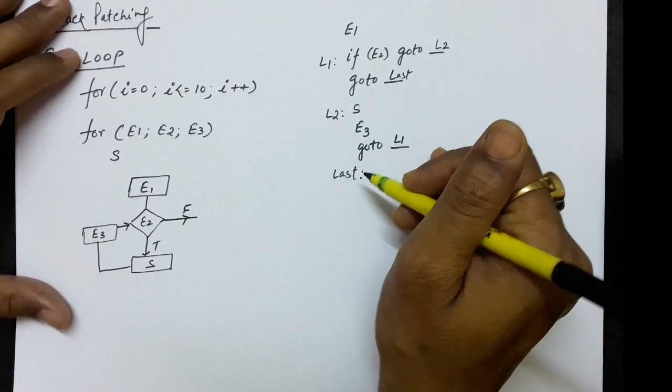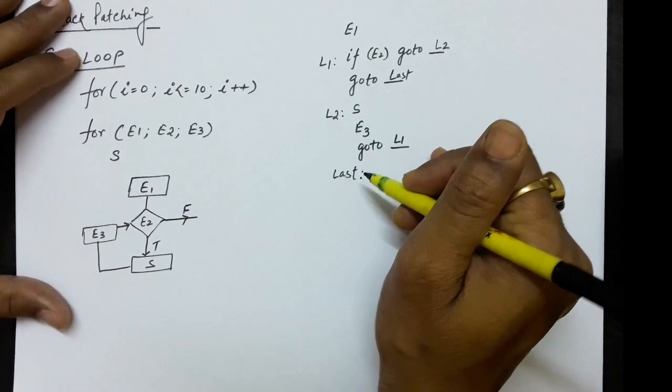So after doing so, means after A equals B plus C and incrementing it, you have to go to check the condition again. So you have to go to some level for checking the condition. So the level for checking the condition is L1. So you have to go to L1.